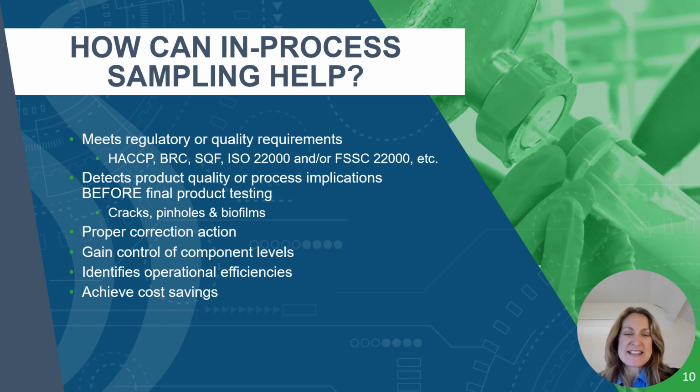So how can in-process sampling help? Beyond just looking for cracks, pinholes, and biofilms, you want to make sure that you're meeting your regulatory or customers' requirements. Whether that's HACCP, BRC, or SQF, you're going to have requirements for your final product quality. The only way to really have good control on your final product is to have good controls from the very beginning of the process. And that goes to looking at your pasteurizer and any critical step before that as well.